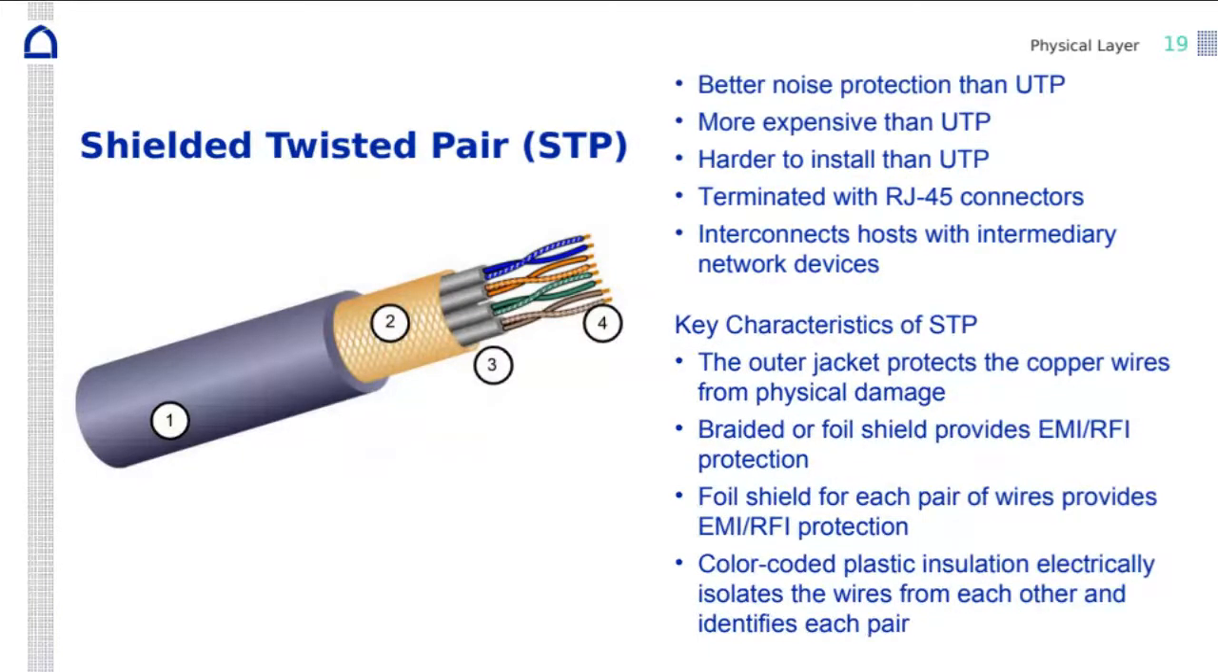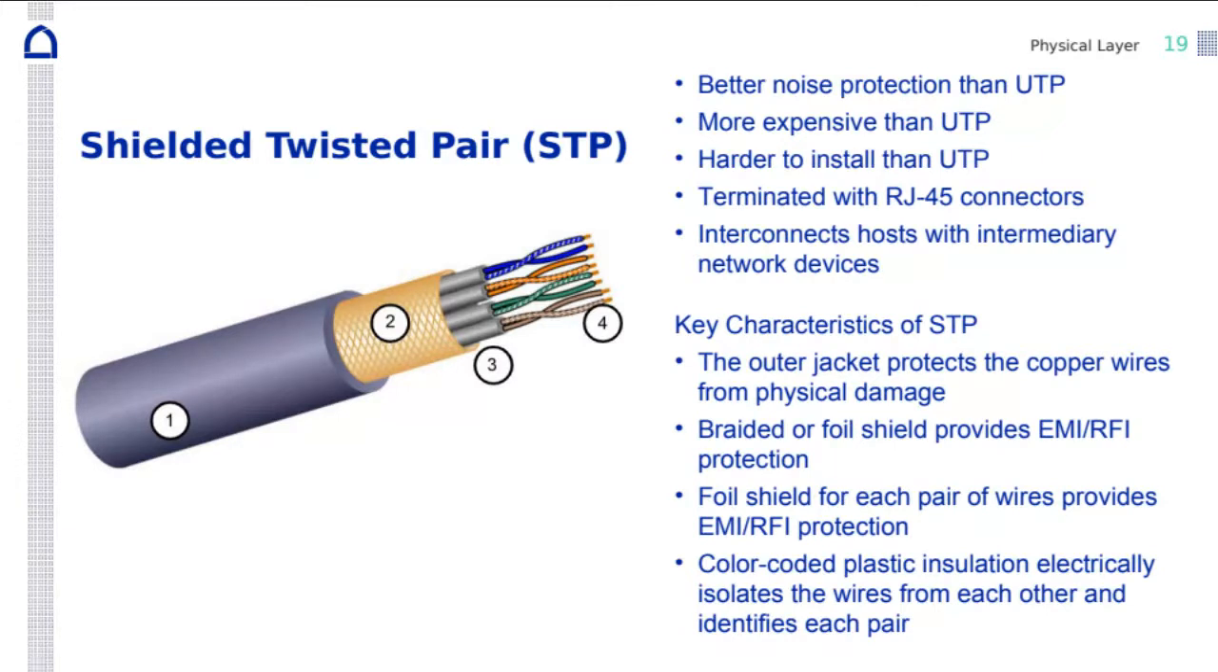The shielded twisted pair is similar to UTP, but it has better noise protection than UTP. It is more expensive and also harder to install. It is terminated also with the same RJ45 connector. It interconnects hosts with intermediary network devices.